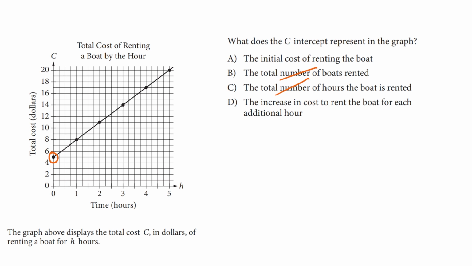Since we're talking about renting boats by the hour, that initial point here at 5 is going to be our starting point for the price, which means that's the initial cost to rent the boat. We pay $5 up front, and then we have some hourly cost associated with it. So that means letter choice A will be our answer.